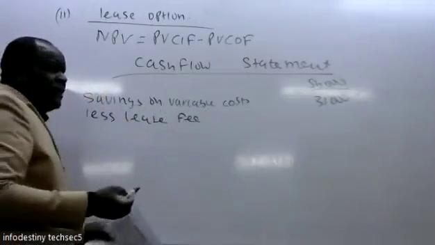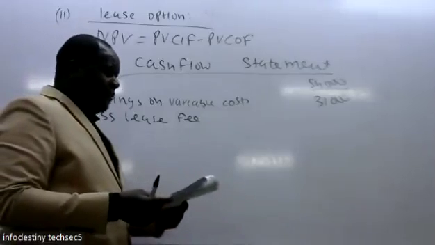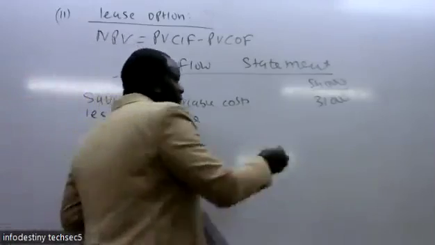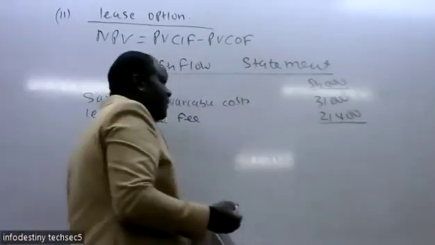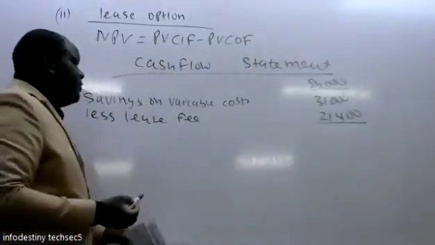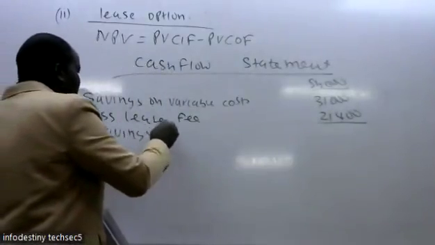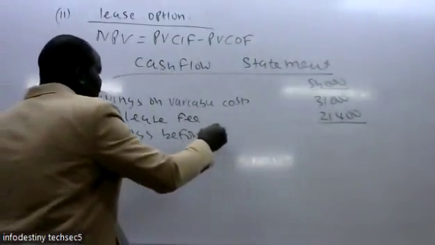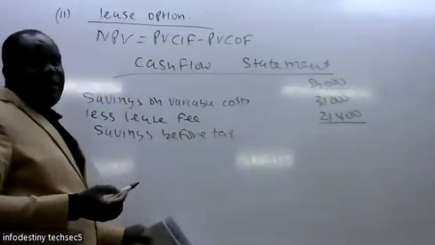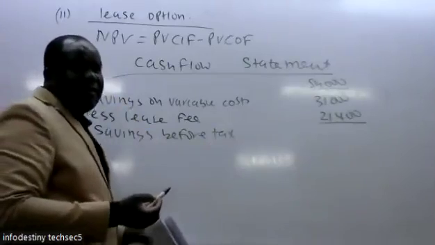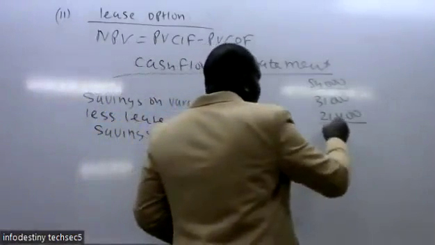When you lease, there is a fee you will be paying monthly. They have said it is 21.4 million. So we minus 21,400. There are 3 zeros at the top. So that we get the savings before the tax. How much should be our savings before the tax? 9,600.